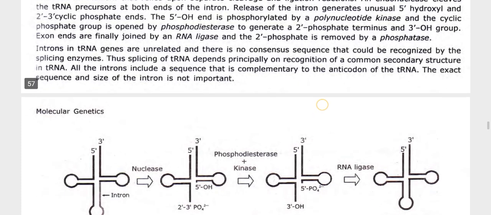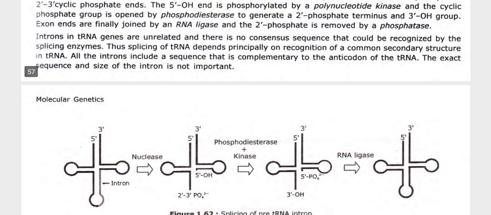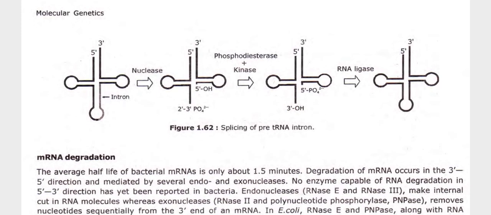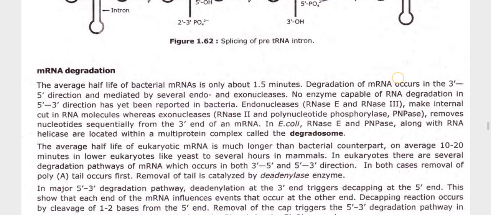Introns in tRNA genes are unrelated, and there is no consensus sequence that could be recognized by the splicing enzyme. The splicing of tRNA depends principally on the recognition of a common secondary structure in tRNA. All the introns include a sequence that is complementary to the anticodon of the tRNA. The exact sequence and size of the intron is not important. The enzymes are the nuclease, then phosphodiesterase plus kinase, then RNA ligase.